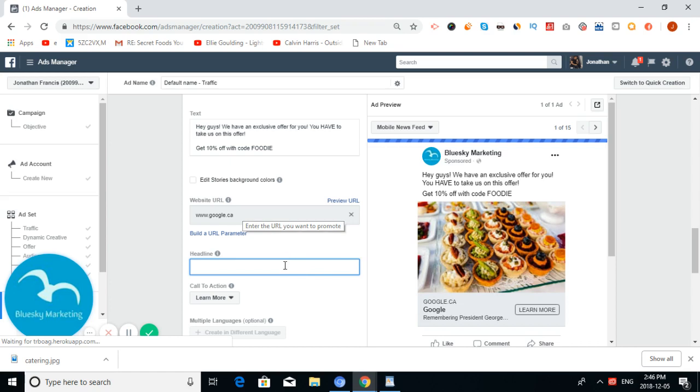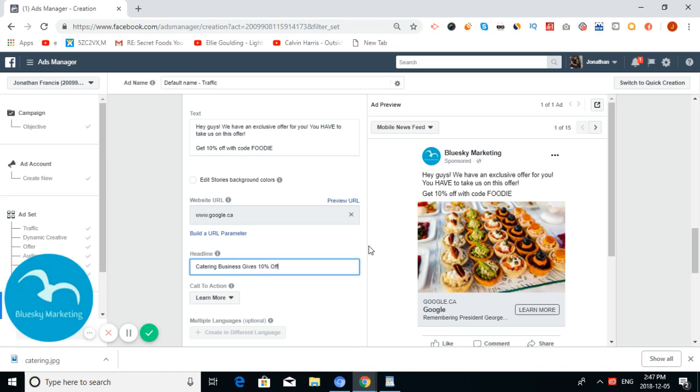And then headline is the next part of the ad you're able to adjust. The headline is right here where it says Google. And you'll see here right now, say catering business gives 10%. There you go. And this is really how you make the ad.